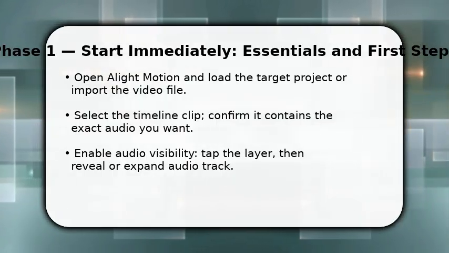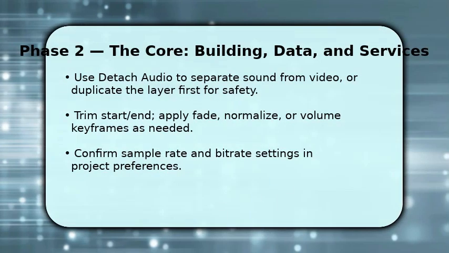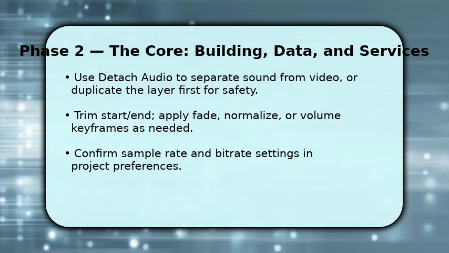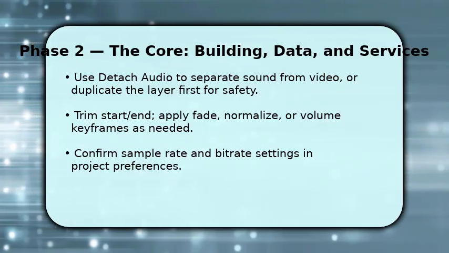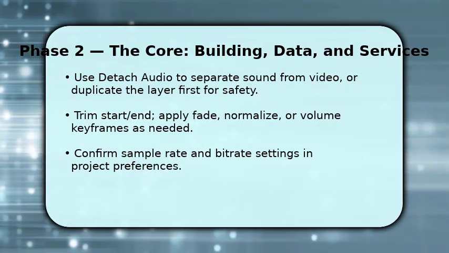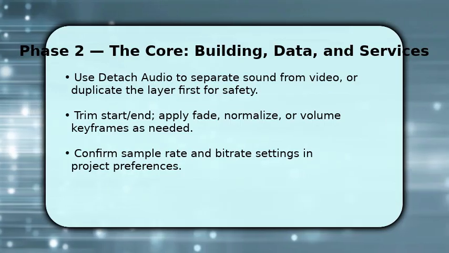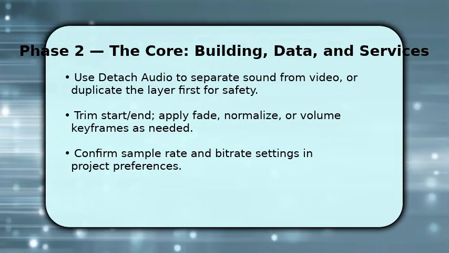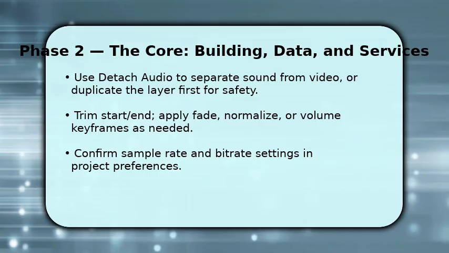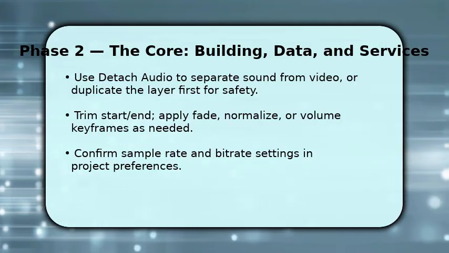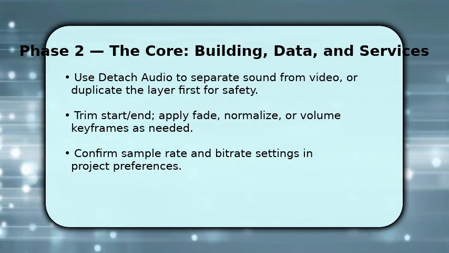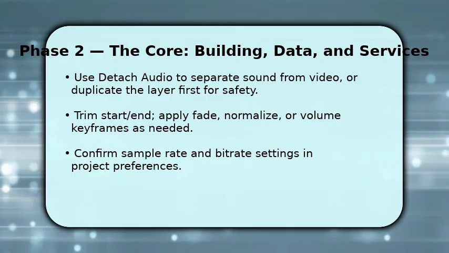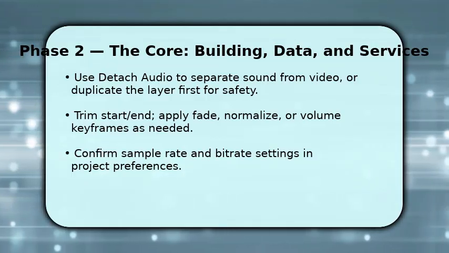You'll detach the audio now. Select the clip and choose Detach Audio, or duplicate the clip first to keep a backup. Once separated, trim the audio precisely using snap and zoom. Apply quick fades and normalize or adjust gain so levels are consistent. Make sure your project settings match your target. Choose sample rate and bitrate that suit the destination. Once done, solo the audio track to preview only the sound, and listen through speakers or headphones to confirm clarity.